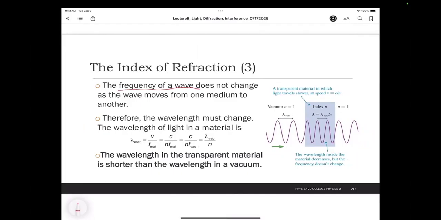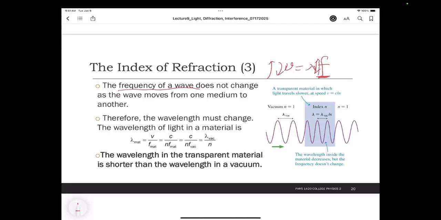Which means what? If we know the velocity equals lambda f, then f will always stay the same. So if the velocity goes down, the wavelength goes down; if the velocity goes up, the wavelength goes up. Because the frequency does not change as the wave moves from one medium to the other, the wavelength must change. Does that make sense to you?